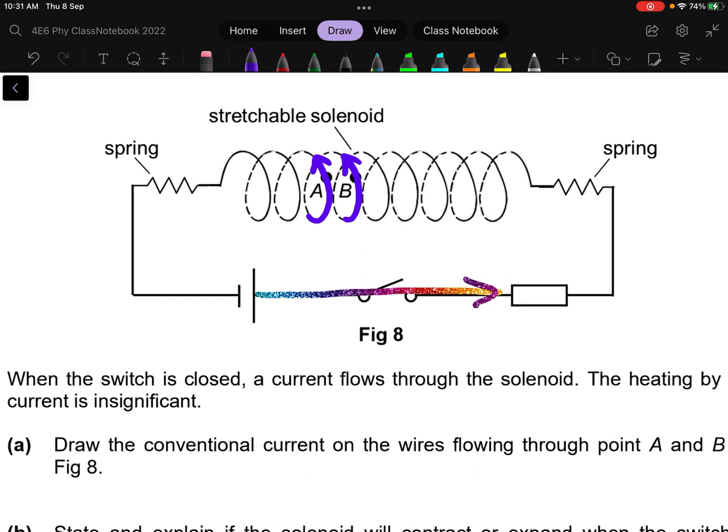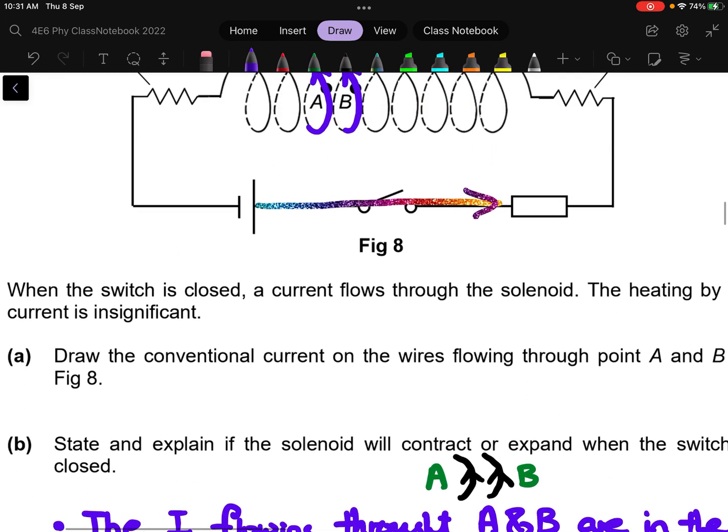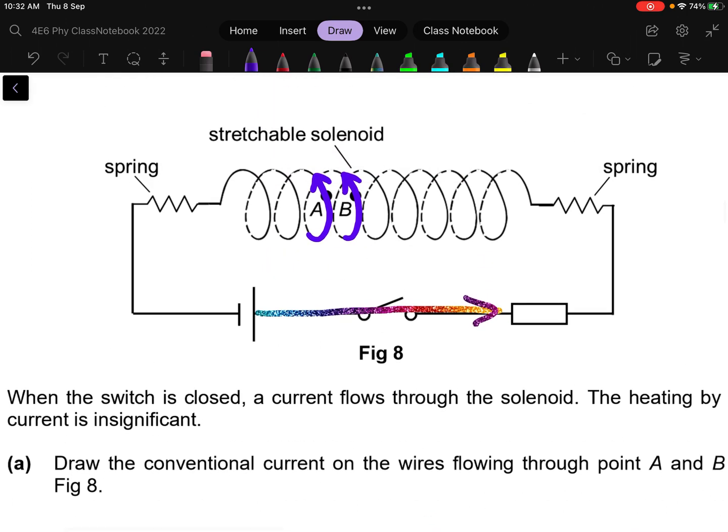For those of you who couldn't figure out why the current moved that way, please come and see me. You are supposed to use your right hand grip rule. Then for part B, most of you who got it wrong is because you thought that the spring is responsible for the contraction or expansion. Down here, the spring, although it is conducting, could be made of copper, which is non-magnetic.